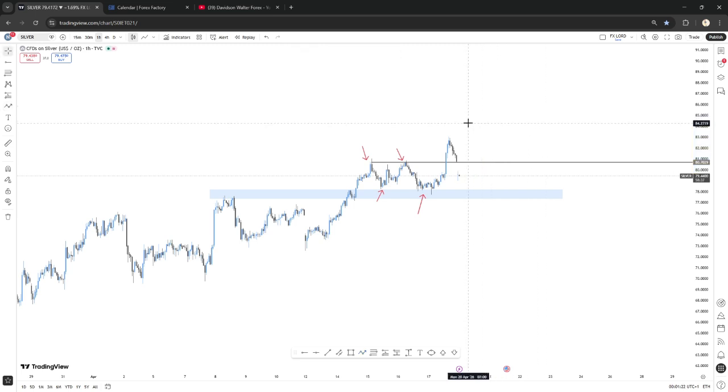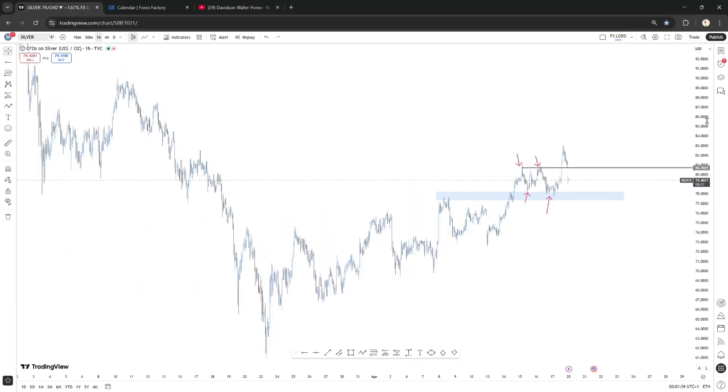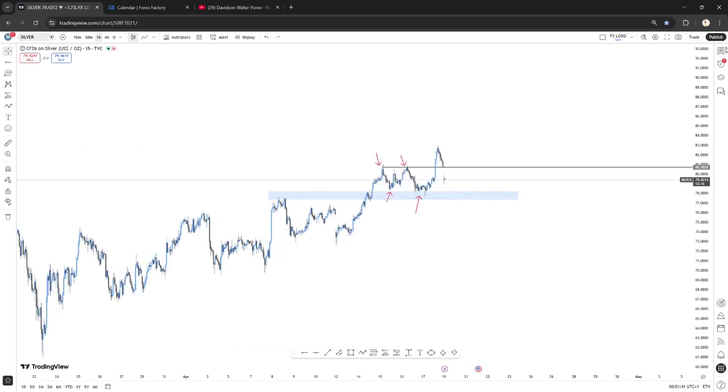Either way, we are bullish. We are very much bullish. So this is what we are looking out for. If price comes to this level and gives you something like this, then you should be looking forward for a buy. You should get a buy entry. So for silver, I am bullish. I'm very much bullish on silver.